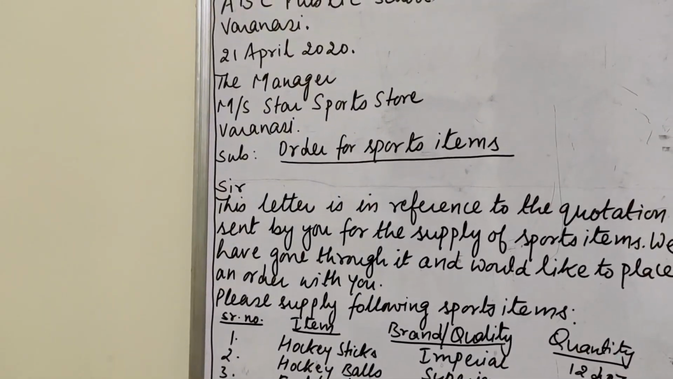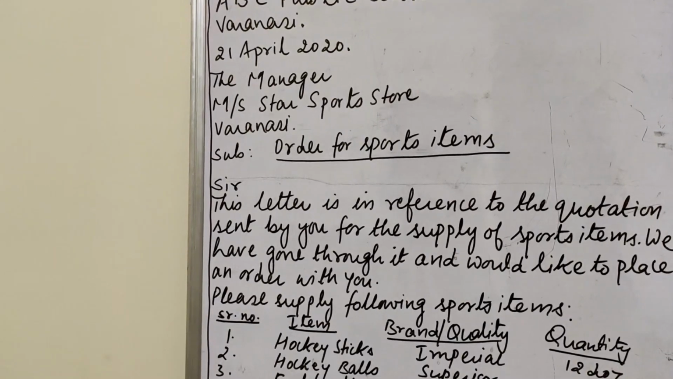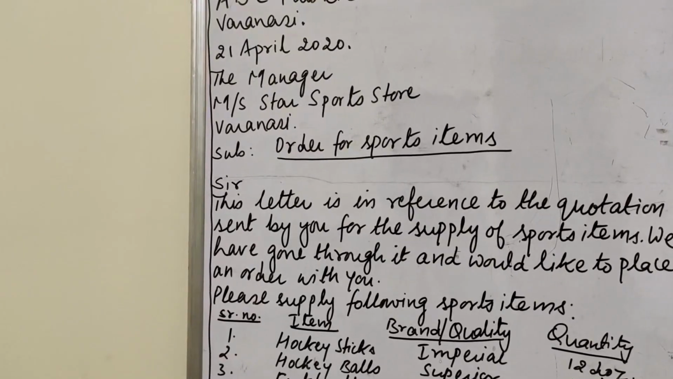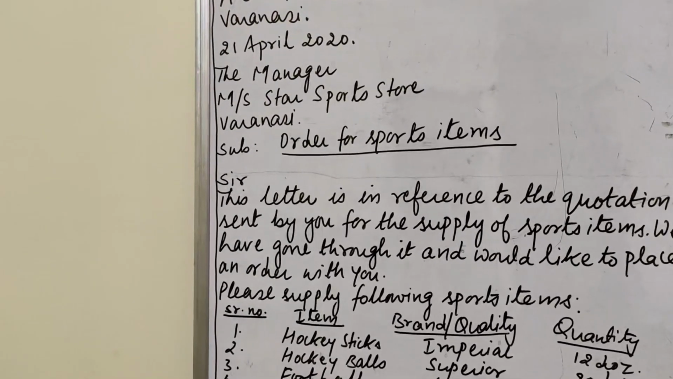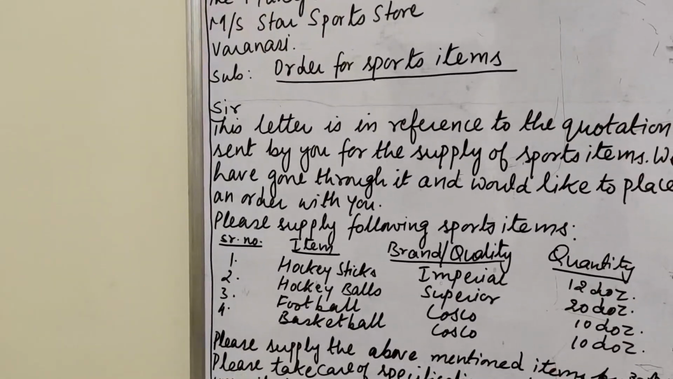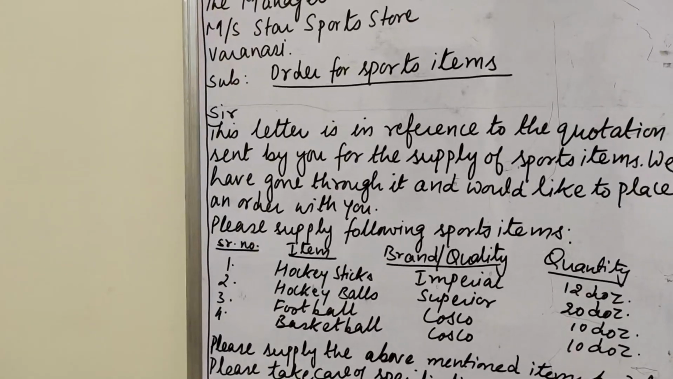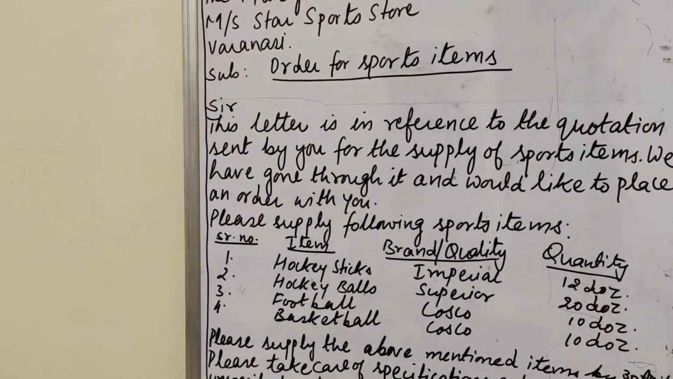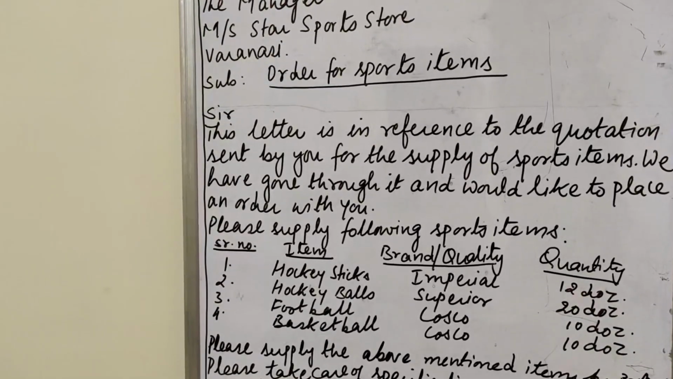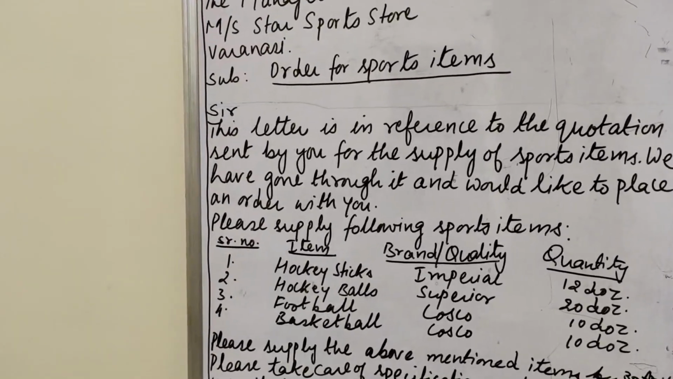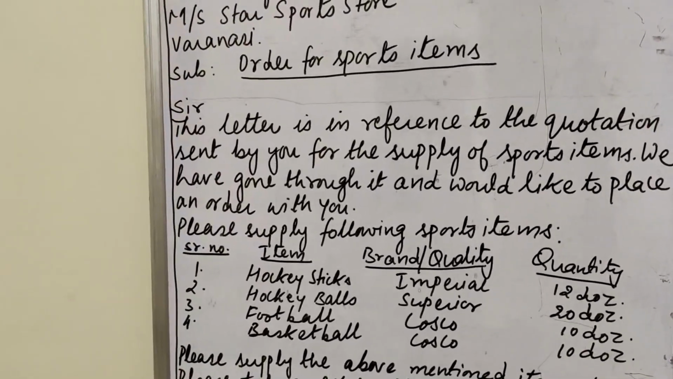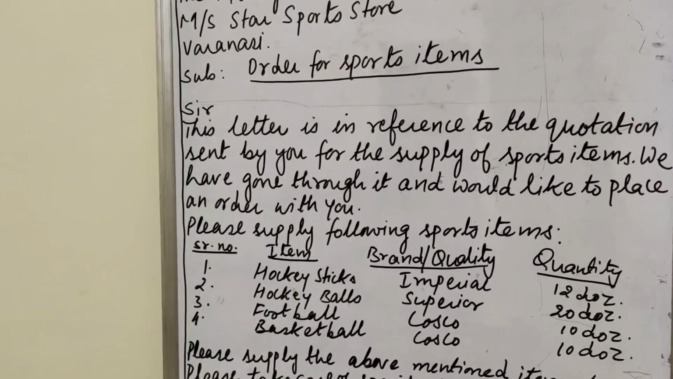Now this letter is in reference to the quotation sent by you for the supply of sports items. We have gone through it and would like to place an order with you. So that states the purpose of writing. And then the second paragraph: Please supply the following sports items. Now if you see the way I have presented the items which have to be ordered, in a tabular form: serial number, item, brand or quality, and finally quantity. If you look, minimum 4.